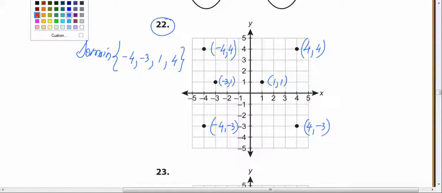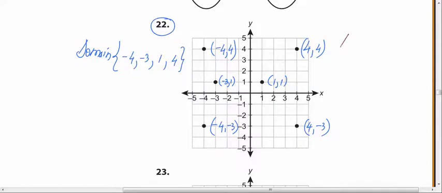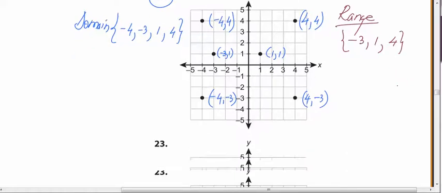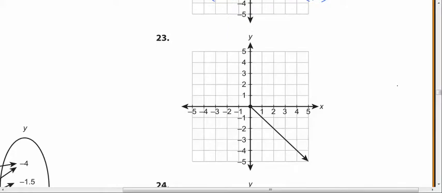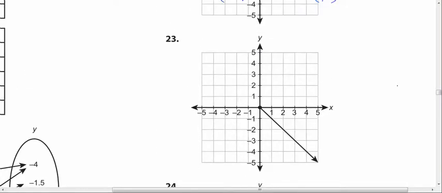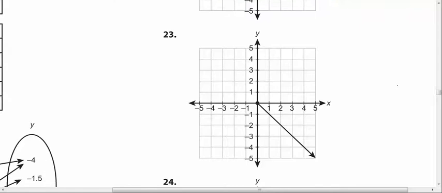And then if you're looking for the range, your range, your y's if you want, your outputs will be the set with what elements? Y goes from -3 to 4, right? So I have -3, I have 1, and then 4. Alright, so this is one way. Another way, as we did in the previous problems, you can write the whole relation as a set of ordered pairs. It's your call, but you need to follow the directions of the problem and make sure that you're doing so.